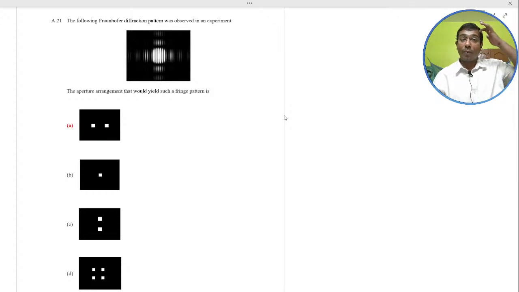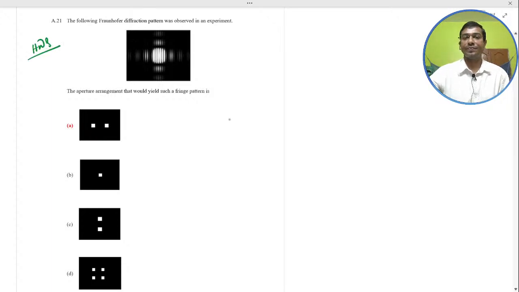The following Fraunhofer diffraction pattern was observed in an experiment. The aperture arrangement that would yield such a fringe pattern is what? This is from diffraction, wave optics and oscillation. This is another theoretical question, so you can do this. Homework number 3.